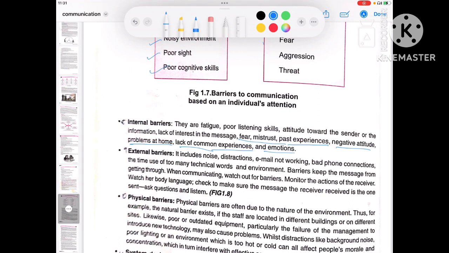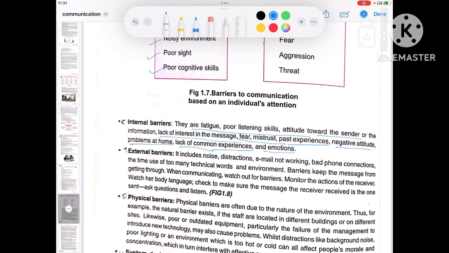The patient may have fatigue and feel very bad, and poor listening skills and attitude towards the sender, they don't like the people. Then lack of interest in the message, and fear, mistrust, and past experience.